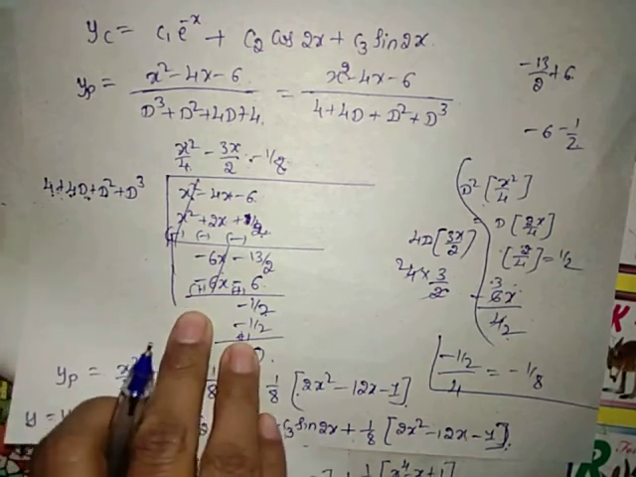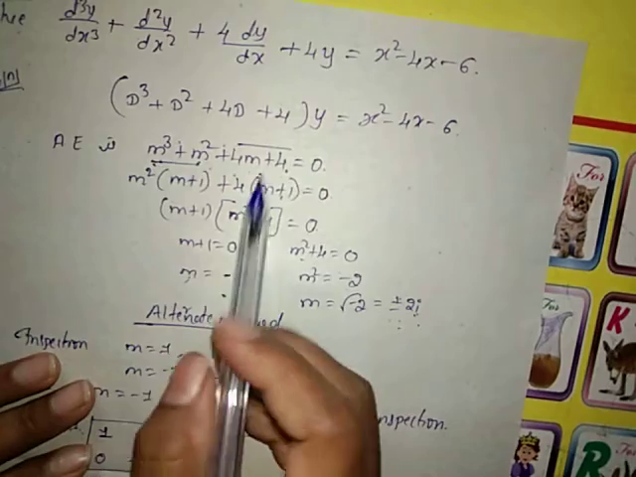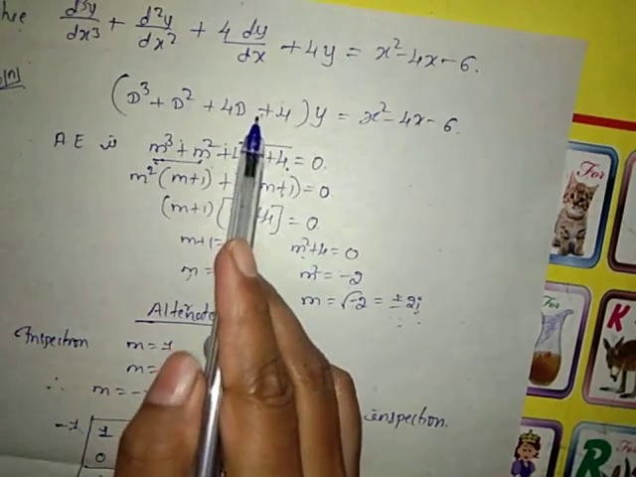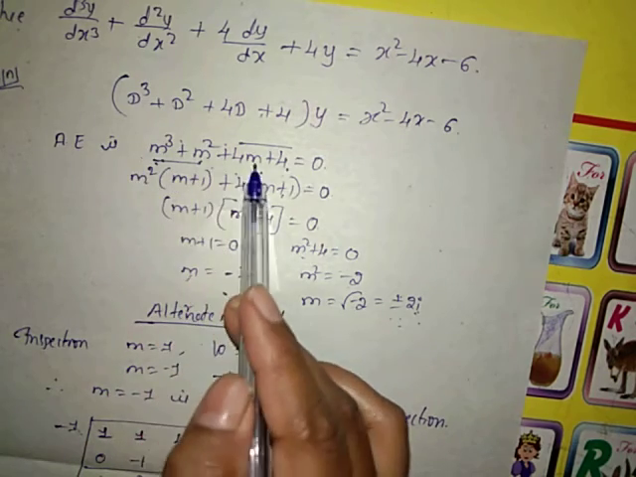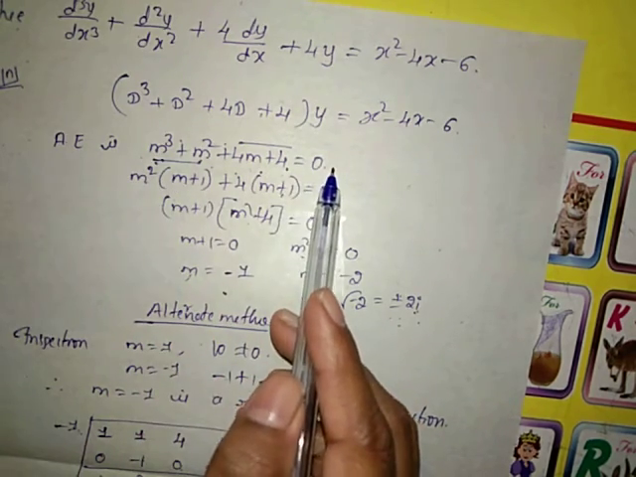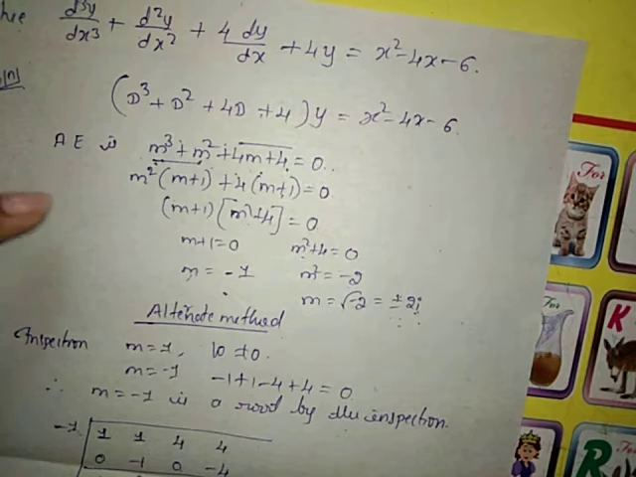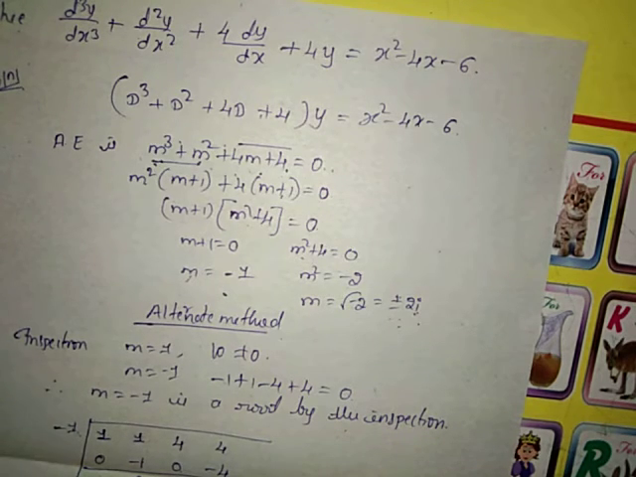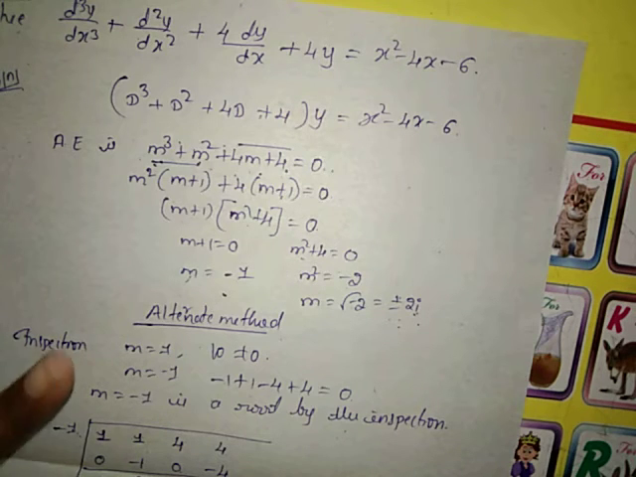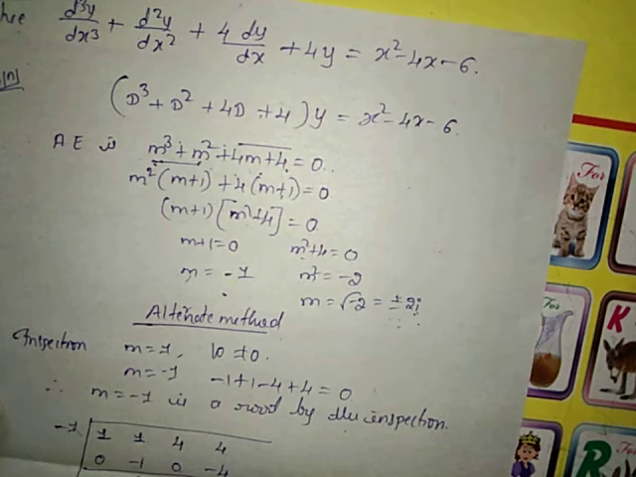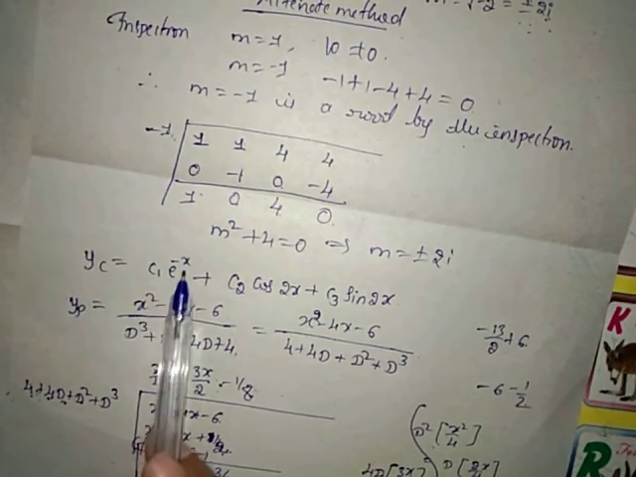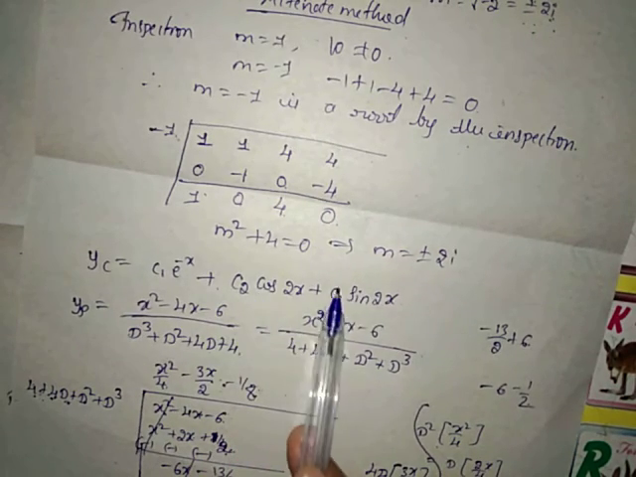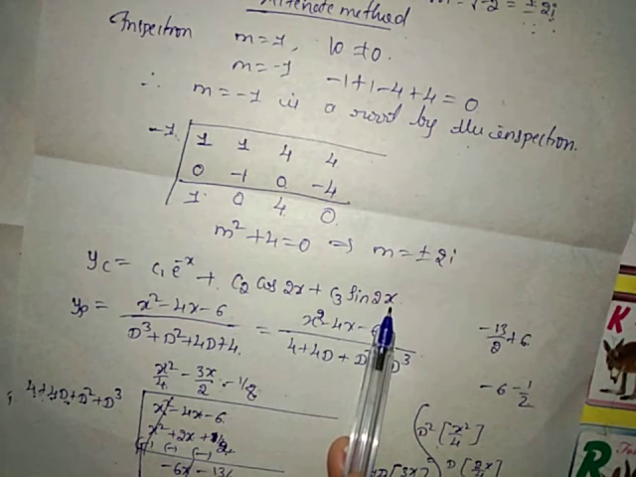So first we have to write down the f of d. After that we go for the auxiliary equation. Our auxiliary equation is m cube plus m square plus 4m plus 4 equal to 0. The roots can be found by two methods, either by factorization or by inspection and synthetic division. In both ways we get the roots minus 1 and plus or minus 2i. So based on minus 1 and plus or minus 2i, our complementary function becomes c1 e raised to minus x plus c2 cos 2x plus c3 sin 2x.